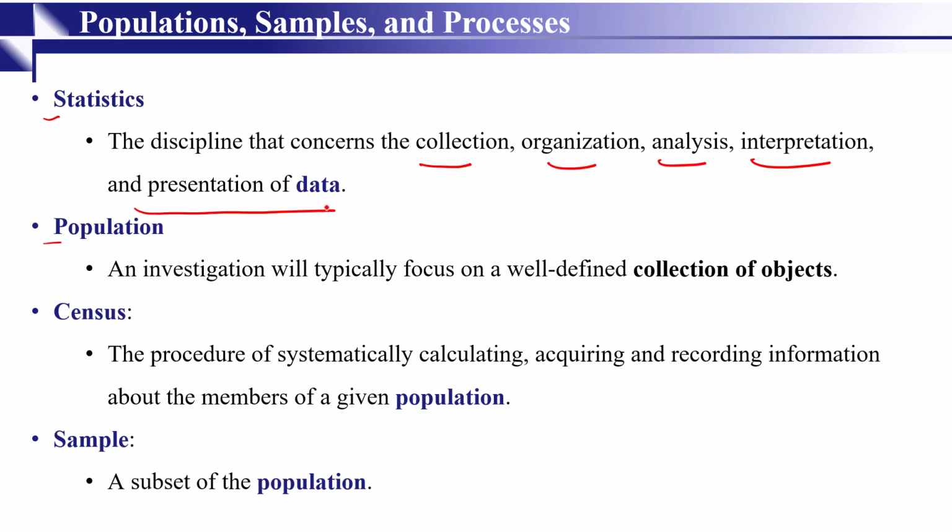An investigation will typically focus on well-defined collection of objects that we say is a population of interest. For example, in one study, the population might consist of all gelatin capsules of a particular type produced during a specific period. When desired information is available for all objects in the population, then we have what is called a census. Constraints on time, money, and other scarce resources usually make a census impractical or infeasible.